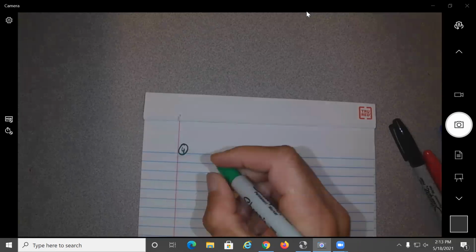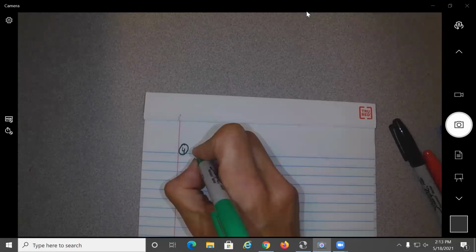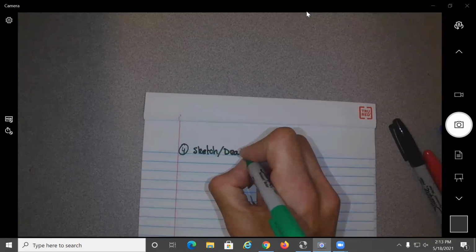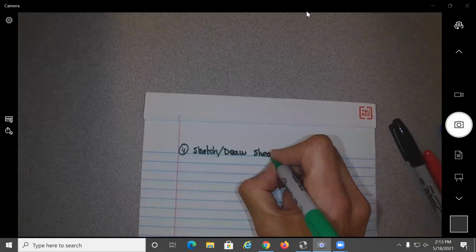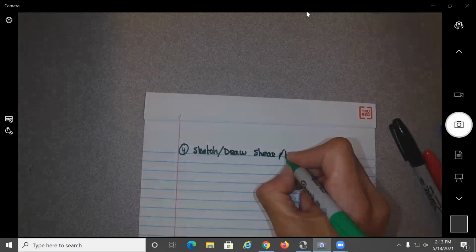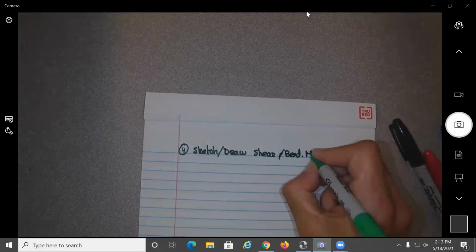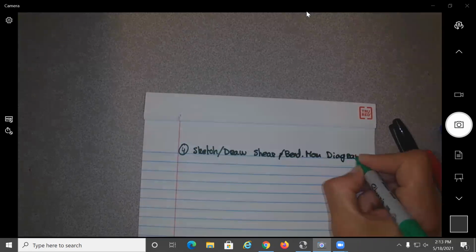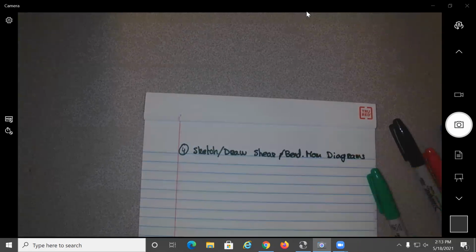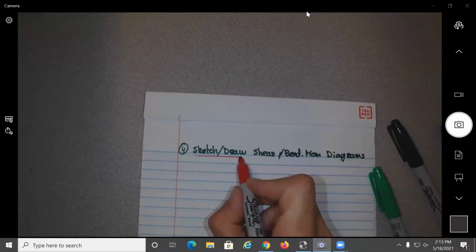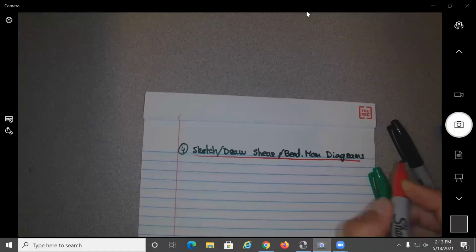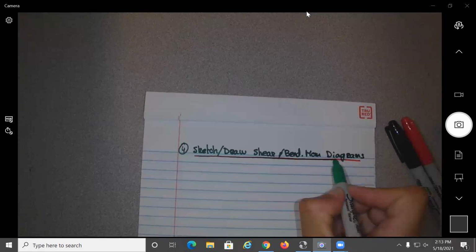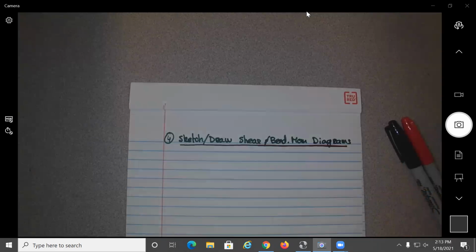We need to sketch or draw the shear and bending moment diagrams. Oops, I think I had this one in green on the other ones. It's not a big deal, okay? So let's do a little summary of results.